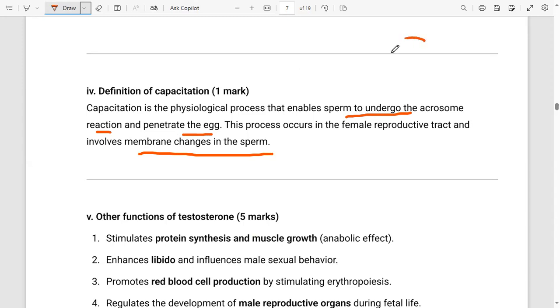So when this is, for example, an egg, and the sperm is coming like that, at the head of this sperm we have the acrosome, right? What happens during capacitation is that there are some physiological changes to this acrosome so that this sperm can penetrate this egg and fertilize it. So that's what capacitation is. You can master the definition.